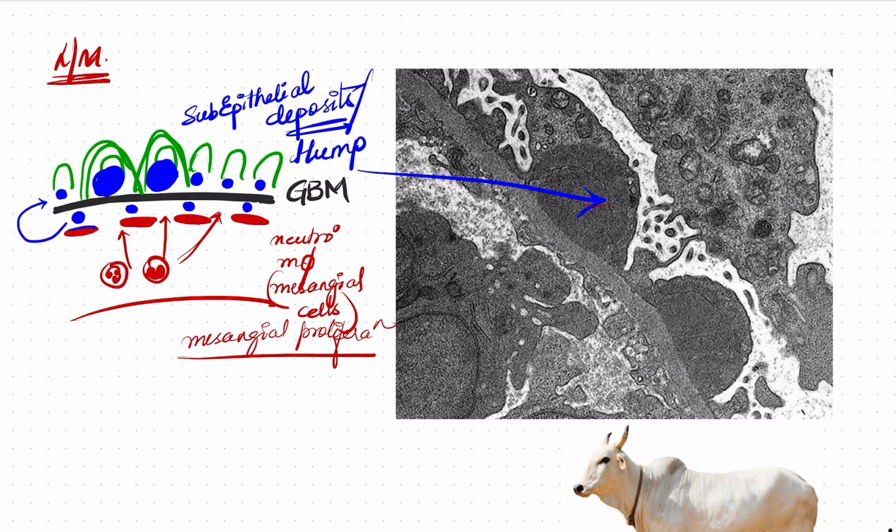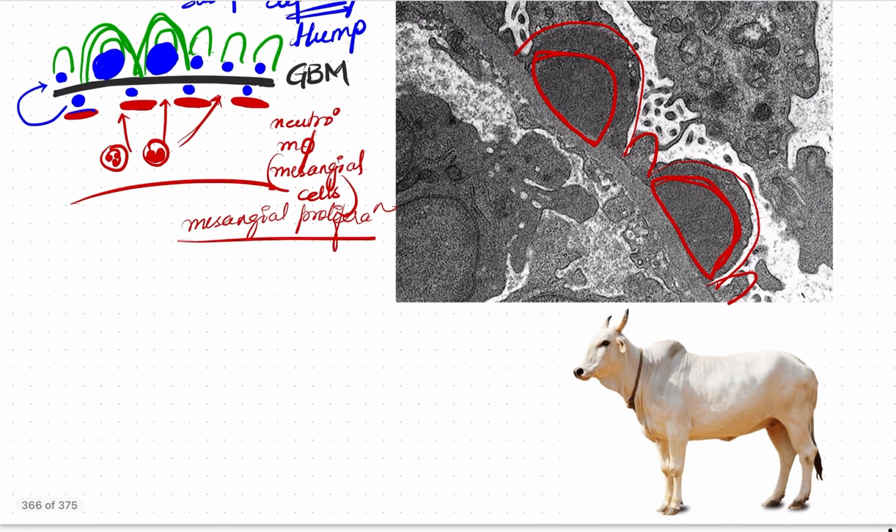In the electron microscope, let us identify the podocytes. These are the podocytes. These are also podocytes, but they are different from the normal adjacent ones because of subepithelial immune complex deposition. They form huge humps, similar to a cattle hump.